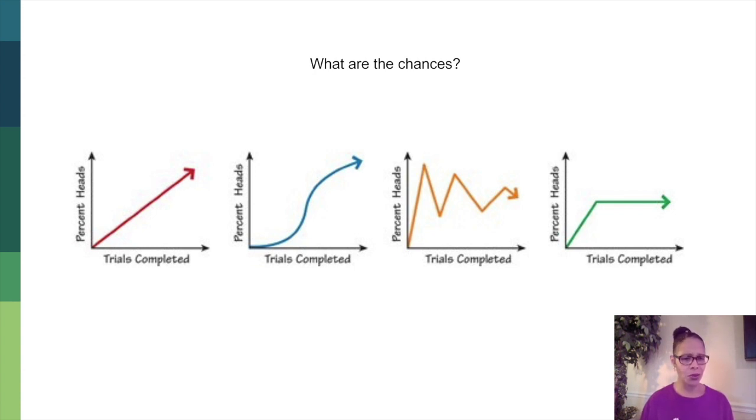Now, student number 2 predicts that an increase in the number of trials completed will also result in an increase in the percent of heads. Student number 3 predicts an increase in the trials completed will be an increase and reduction in the percent of times the coin lands on heads, but the percent heads is approaching the middle, which would represent 50%. And last but not least, the last student, the green graph, predicts that as the trials increase, the percent of heads will increase and then remain constant.